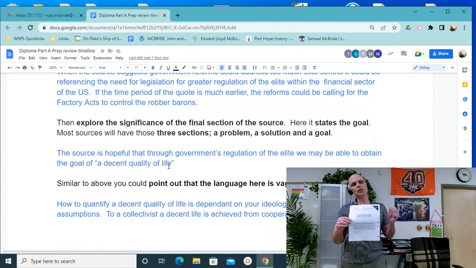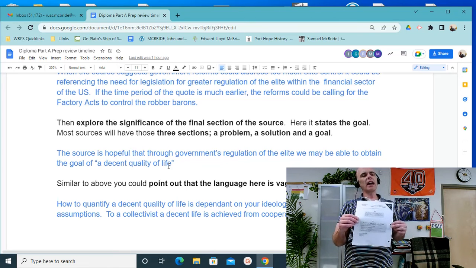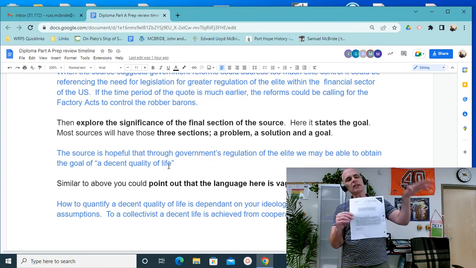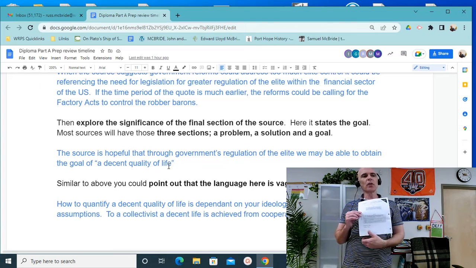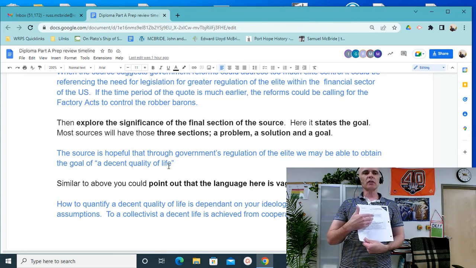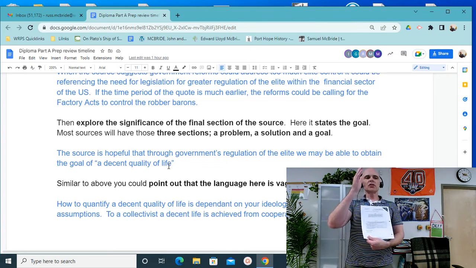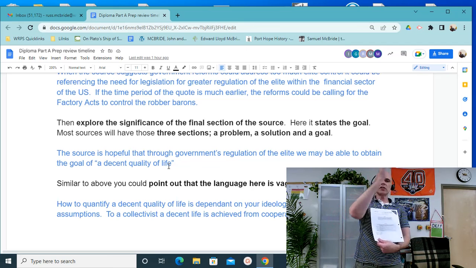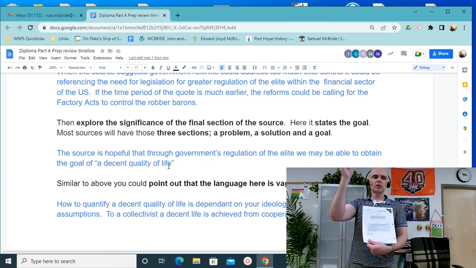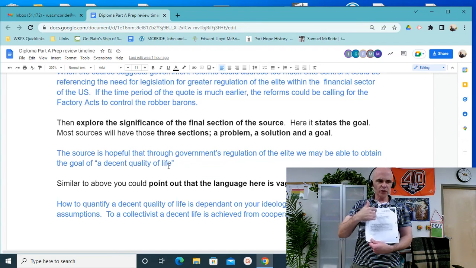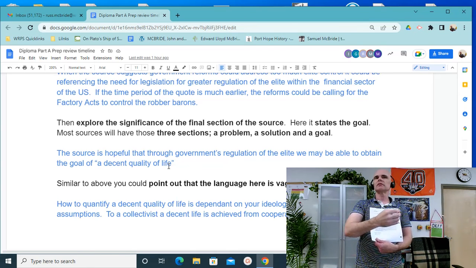Another step that most students don't do, that you could add to get beyond an S up to PF and E, is explore the significance of the source. The source has a problem, a solution, and a goal. So what's the goal of the source? The goal of this source is to ensure everybody has a decent quality of life.